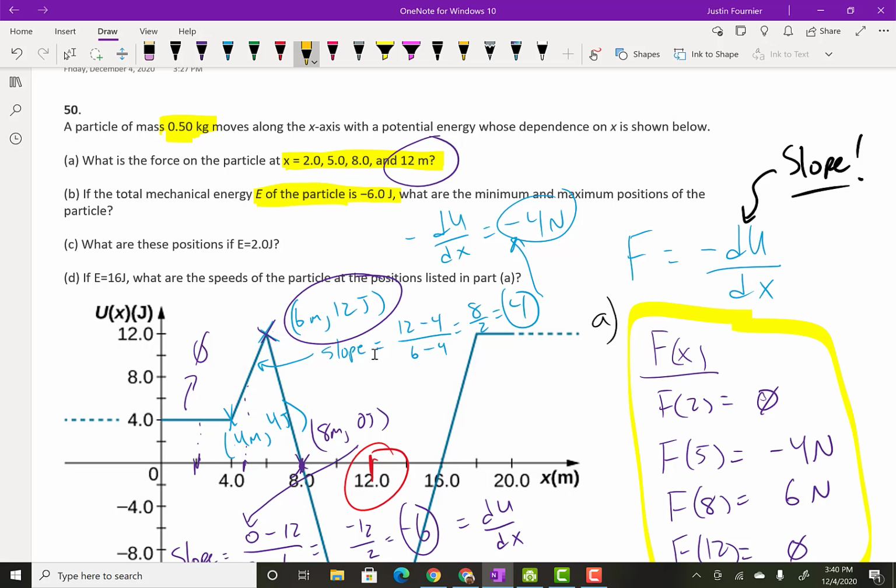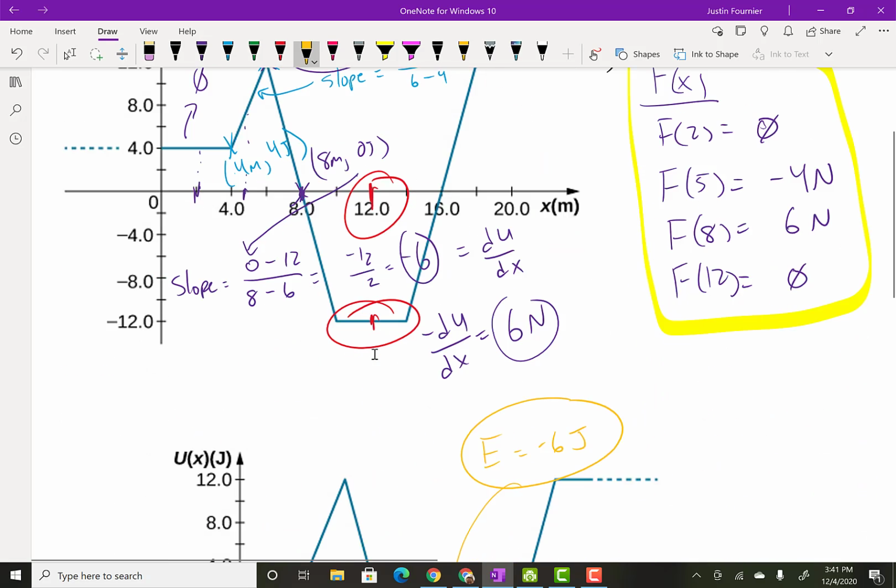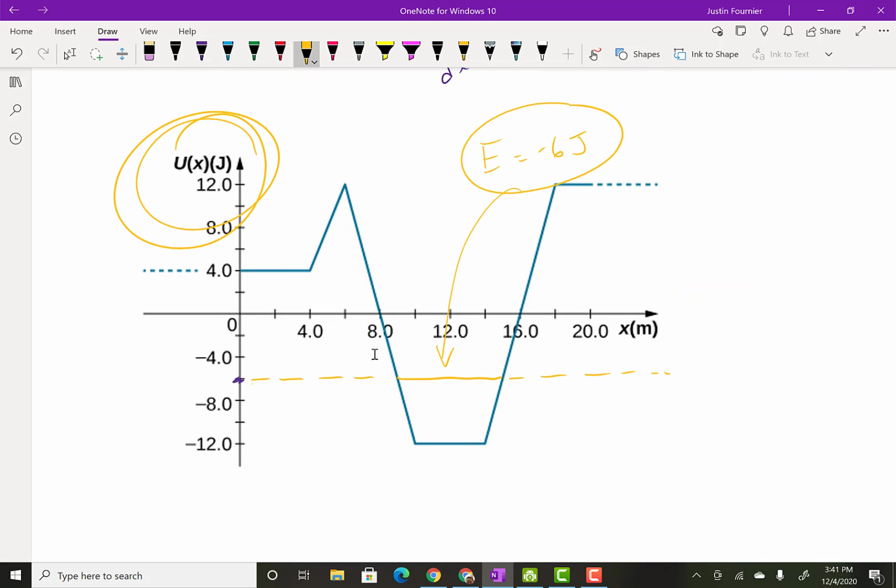Okay, so they're asking: what are the minimum and maximum positions of the particle? Well, this is a potential energy versus position graph. So if your skater, your particle, is only able to go from here to here, then the positions, you can extrapolate here. I'm going to try and read off this graph. This would be 10 meters here. So this must be 9 meters. So 9 meters would be the minimum position.